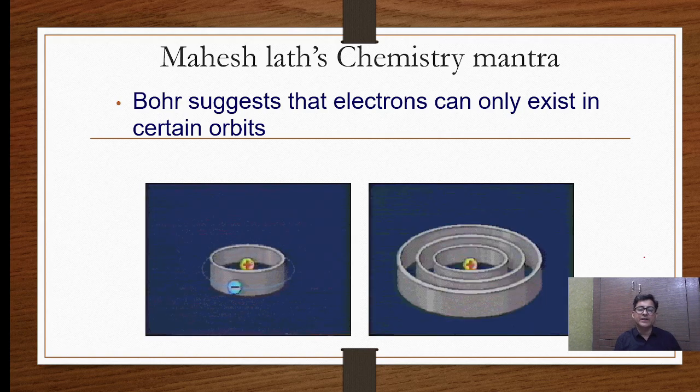So on your screen you can easily visualize what we mean by the definite or quantized shells in which electrons revolve. The first shell is mentioned as the K shell, after that the L shell, M shell, and so on, or these are numbered as n equal to 1, meaning first shell, second shell, third shell, and so on.